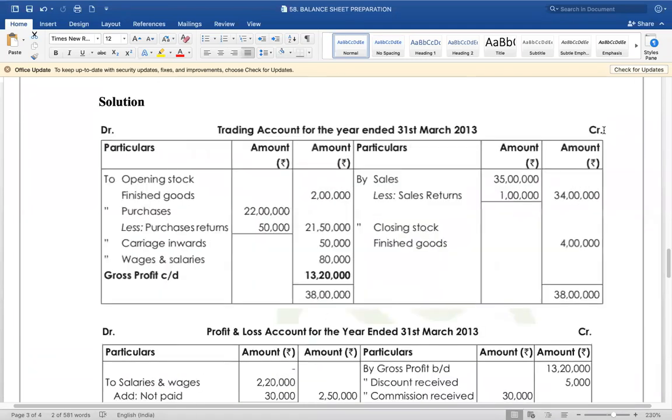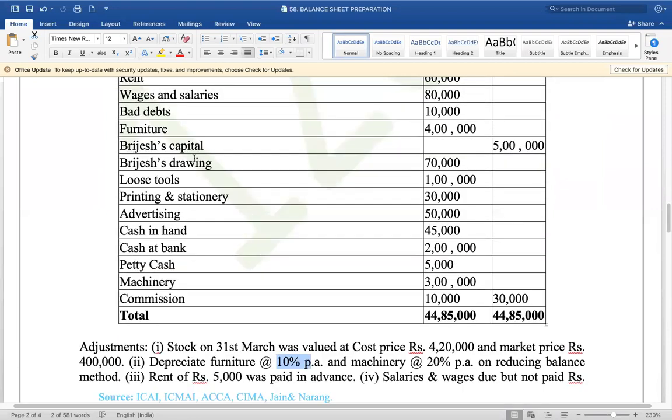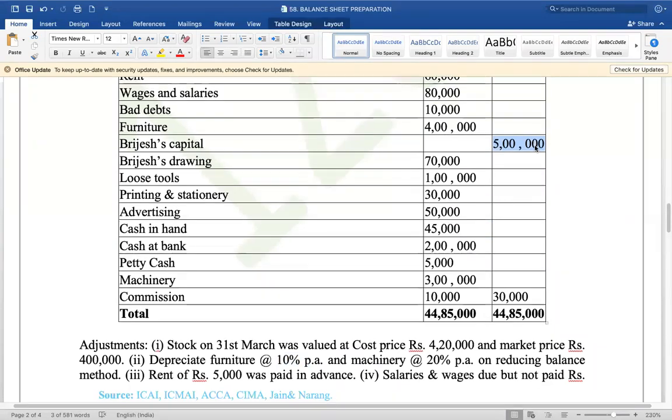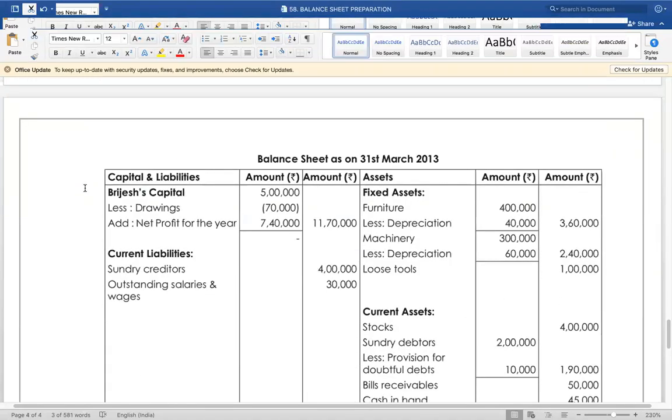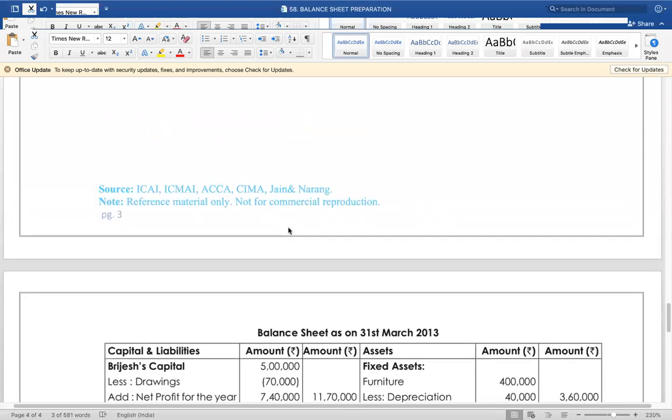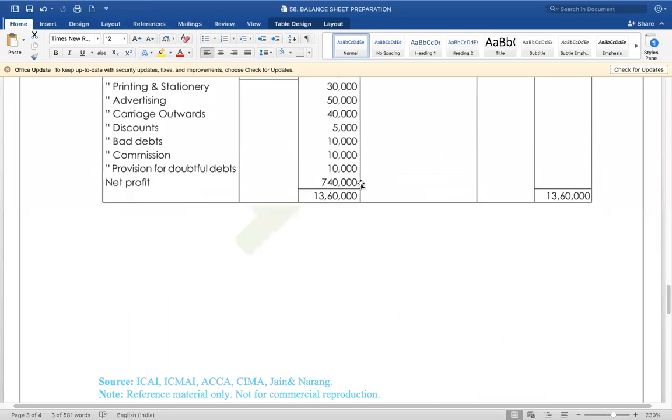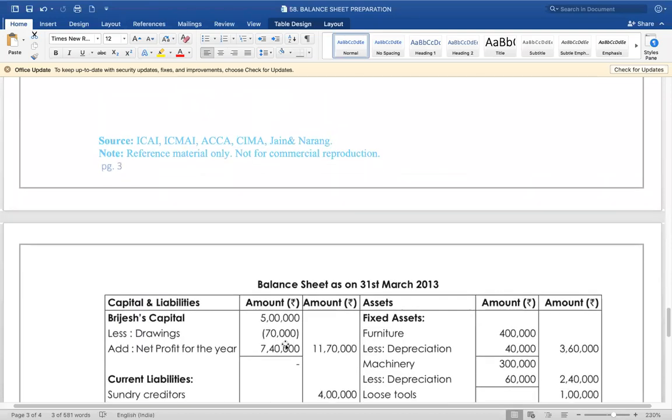Next is Brajesh capital. Capital account always shows credit balance and it is a liability. When it is a liability, take it on the liability side of the balance sheet. Brajesh capital, okay, 5 lakhs. And out of this 5 lakhs, this fellow has withdrawn 70,000, then deducted. And during the year, you made a profit of 7 lakhs 40,000. Right, this profit is added to the capital, 7 lakhs 40,000.